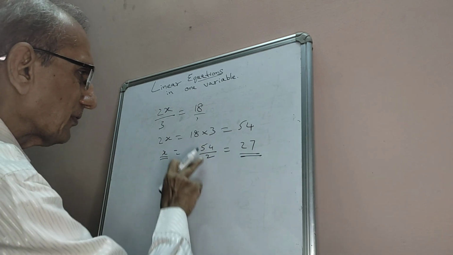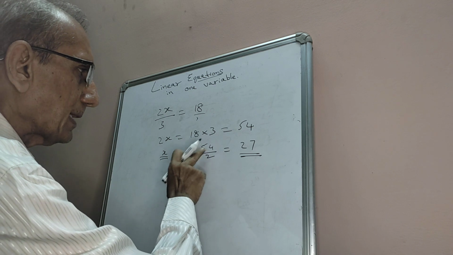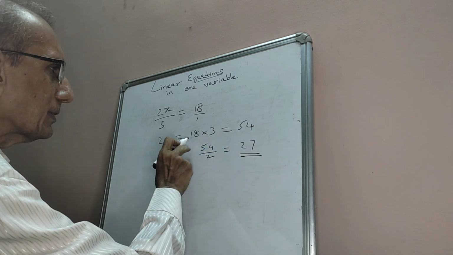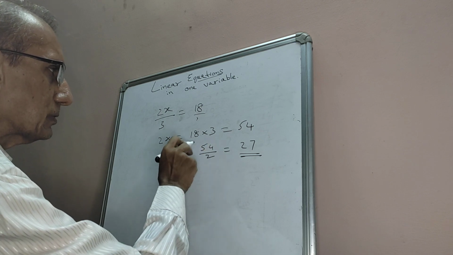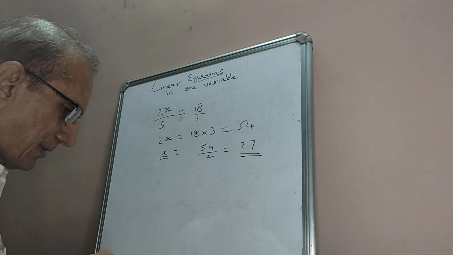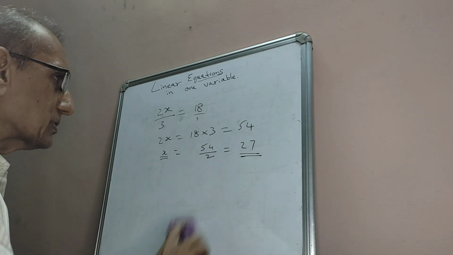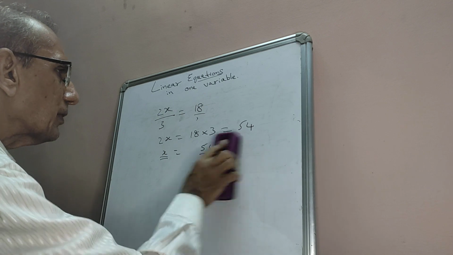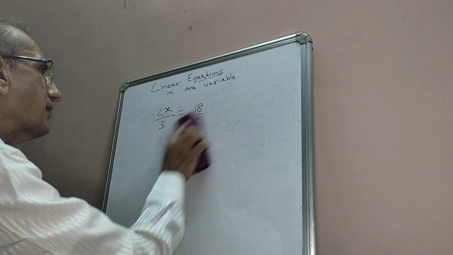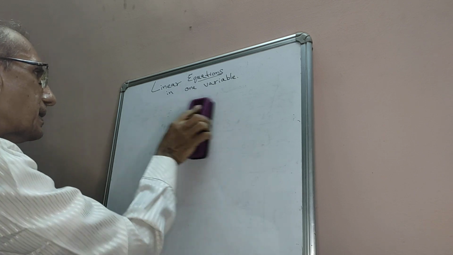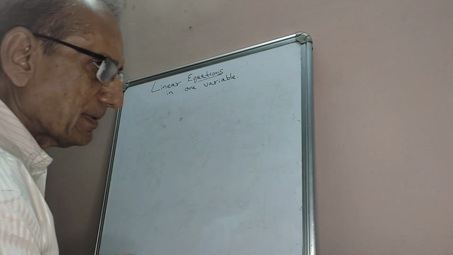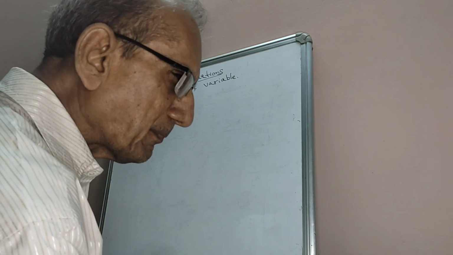You know how? 54 divided by 2, 2 5s are 10, 2 4s are 8, carry 1, 2 7s are 14. Or you can do it directly over here. By 2. 2 9s are 18 and 9 3s are 27. You get the same value. Either way you get the same value. Value remains unchanged. Okay? So this is how we solve and find the value of x in equations which are called linear equations in one variable. Now we'll take one more example.